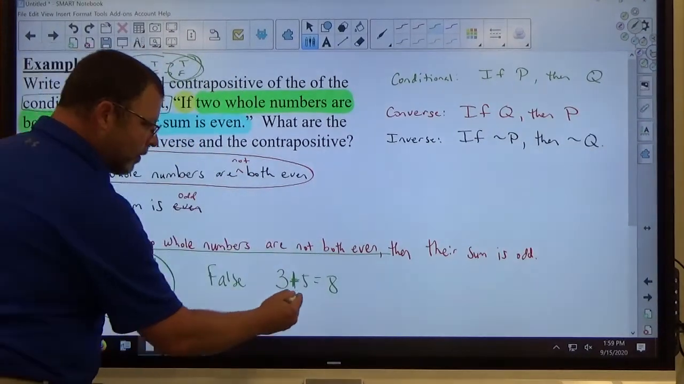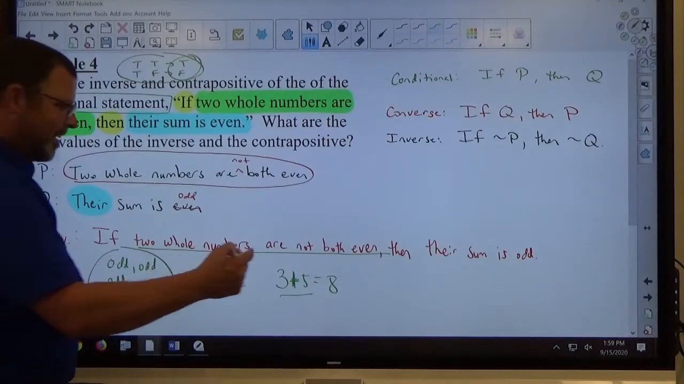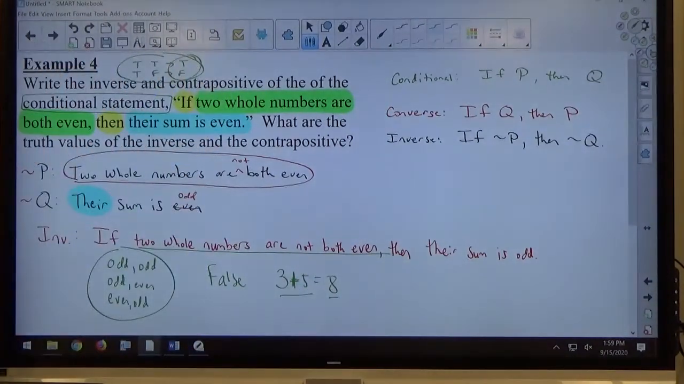Okay. 3 plus 5 represents two numbers that are not both even, and the sum is not odd. So it didn't work out. 5 plus 5 equals 10. 9 plus 9 equals 18. 65 plus 3 equals 68. Anything where you show two odd numbers adding up to an even number. These two would have worked though, right?